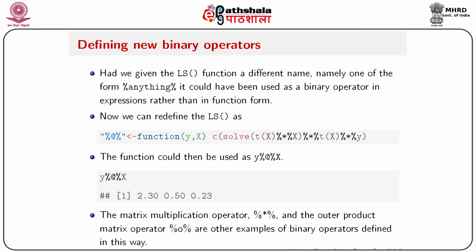Now this function can be used as y, this particular binary operator, x, and that will give you the results. You can try it. Here, I tried. So y, this particular operator, x, and that returns exactly the same value generated by the ls function I defined. As I mentioned, matrix multiplication is percent asterisk percent. Similarly, the outer product is percent o percent, or some existing binary operator defined in R itself.